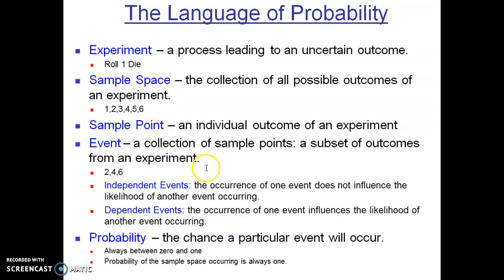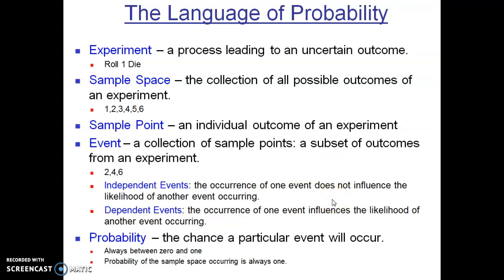An event is a collection of sample points, that is a subset of outcomes from an experiment. We define the event before an experiment. So for example, we could define event A as a 2, a 4, or a 6, even numbered outcomes. Events can be independent or they can be dependent. Independent events are those where the occurrence of one event does not influence the likelihood of another event.